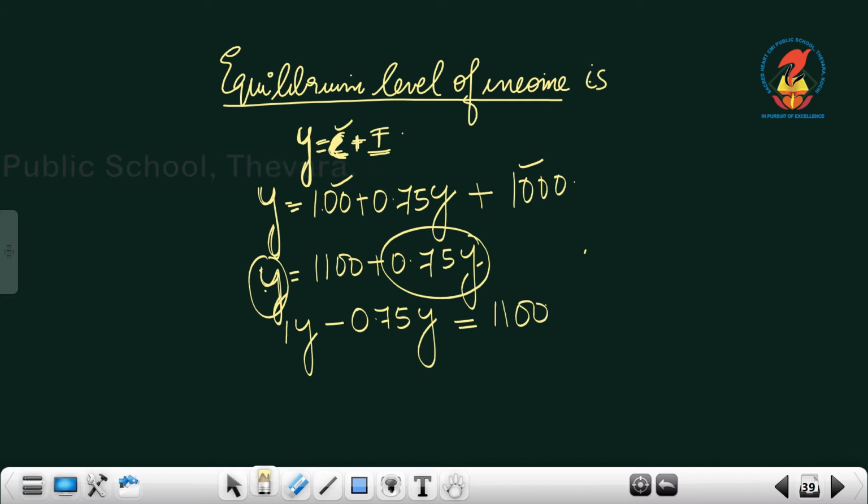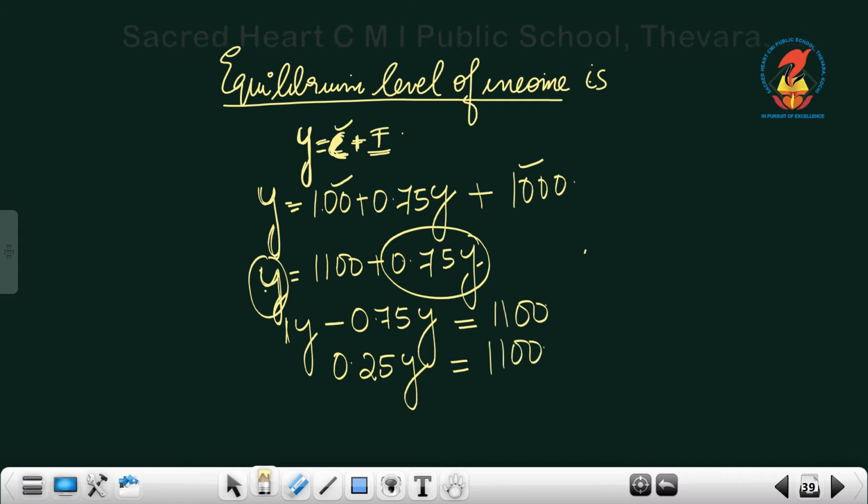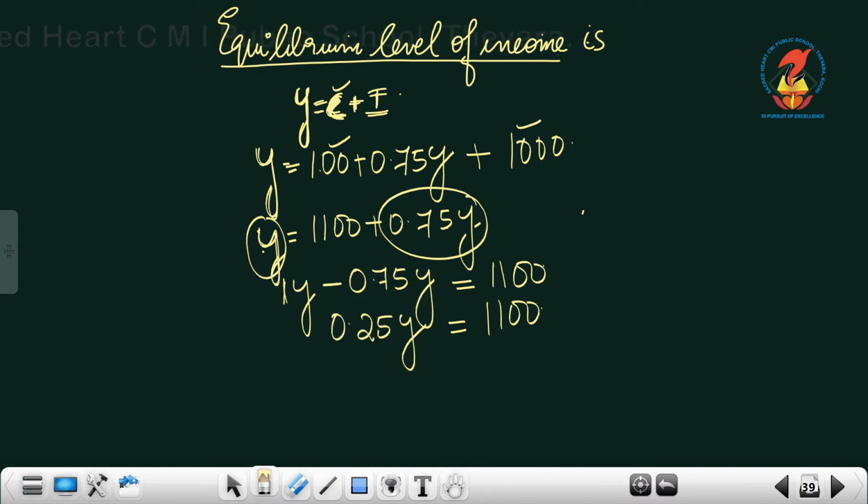Okay. Now we have to find out the difference of 1 and 0.75. So 1Y minus 0.75Y will give you 0.25Y, because 1 minus 0.75 is 0.25. 1Y minus 0.75Y means 0.25Y is equal to, what is the value here? 1100.